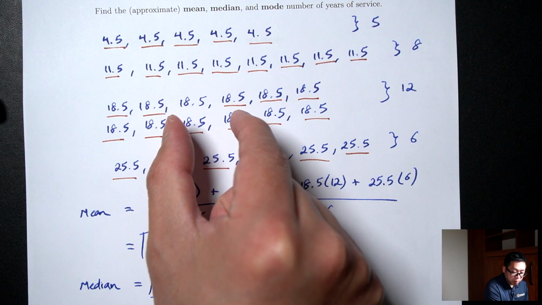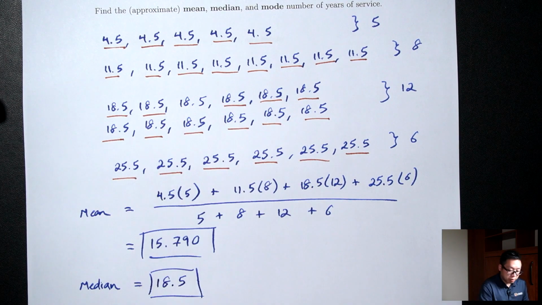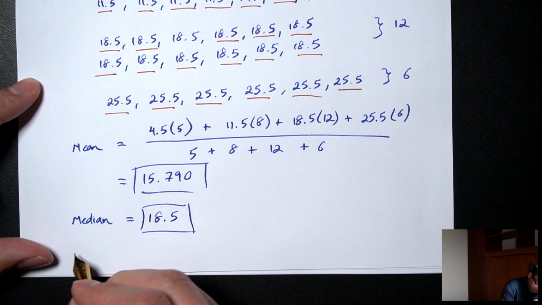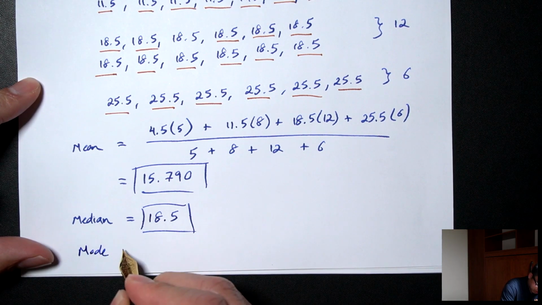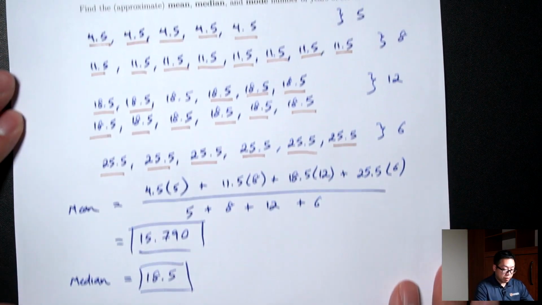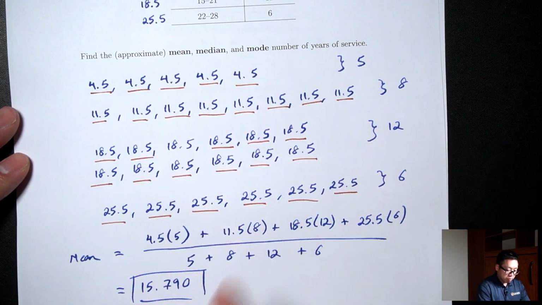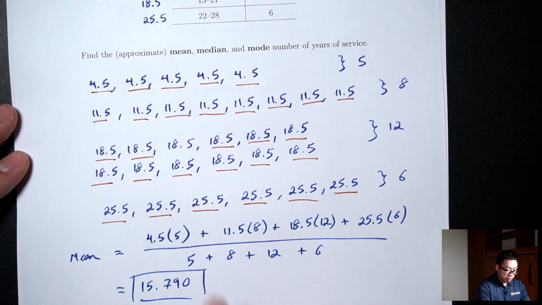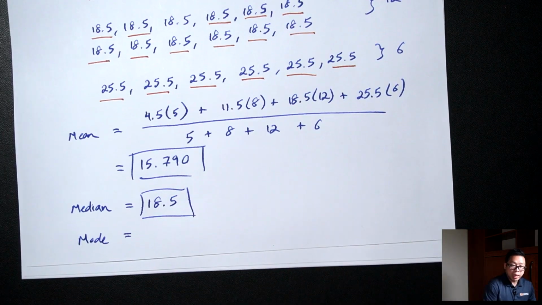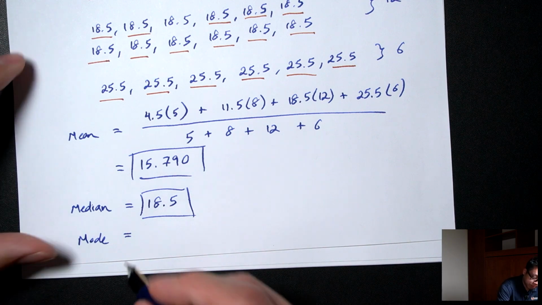If you end up with 2 numbers in the middle, you'll just average those 2 numbers. And then finally, the mode. The mode is easy. The mode is just the number that occurs most frequently. If I look at my data here, the one that occurs most frequently is this 18.5, which occurred 12 times. 18.5 is the mode.